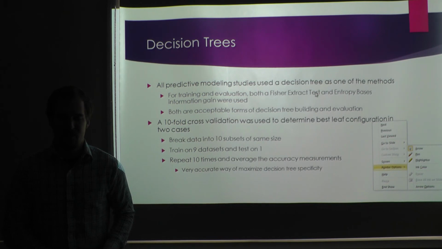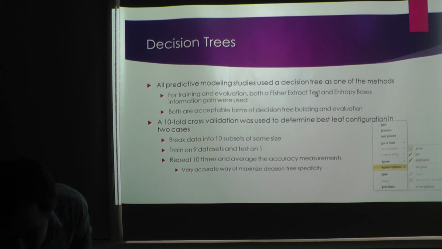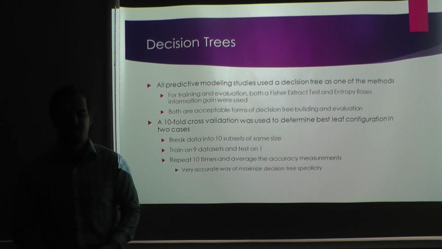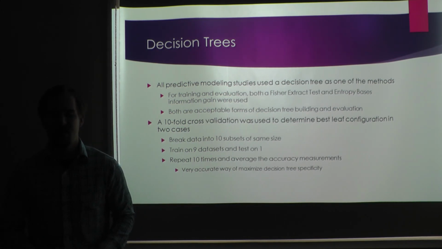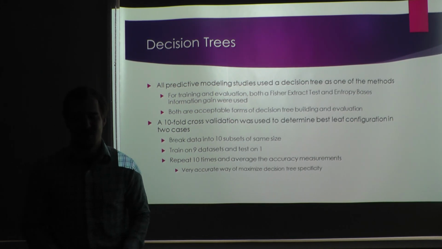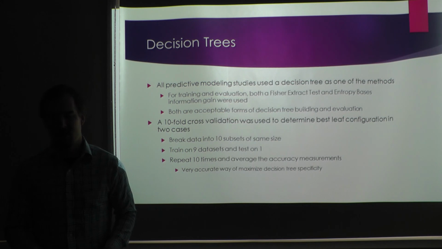The data was broken into 10 subsets of the same size. For the tenfold cross-validation, the data is broken into 10 subsets of the same size. Training is done on 9 data sets and tested on the final one. And it's actually repeated 10 times, and the accuracy and specificity measurements are averaged. And this is a very accurate way of maximizing decision tree specificity, where you're doing a lot of training on different parts of the data set, which is really good.